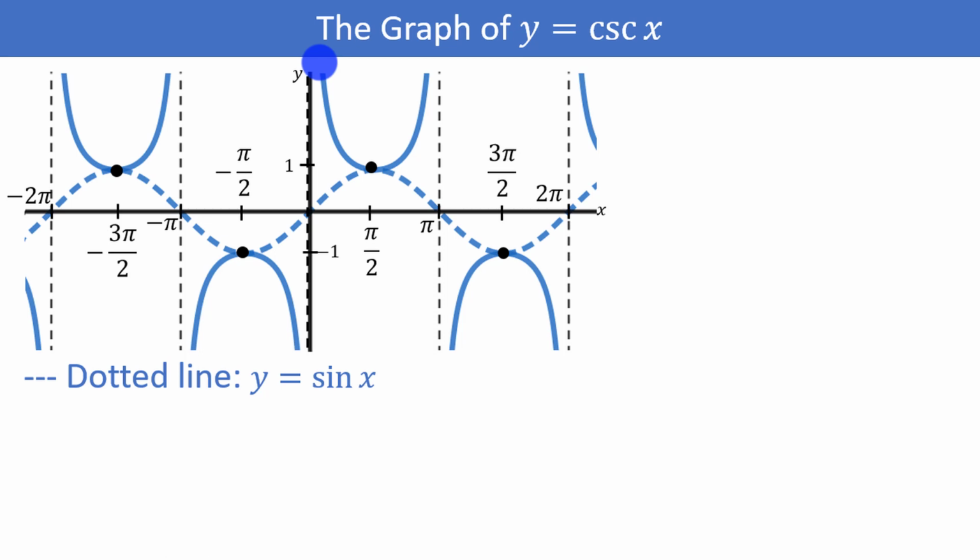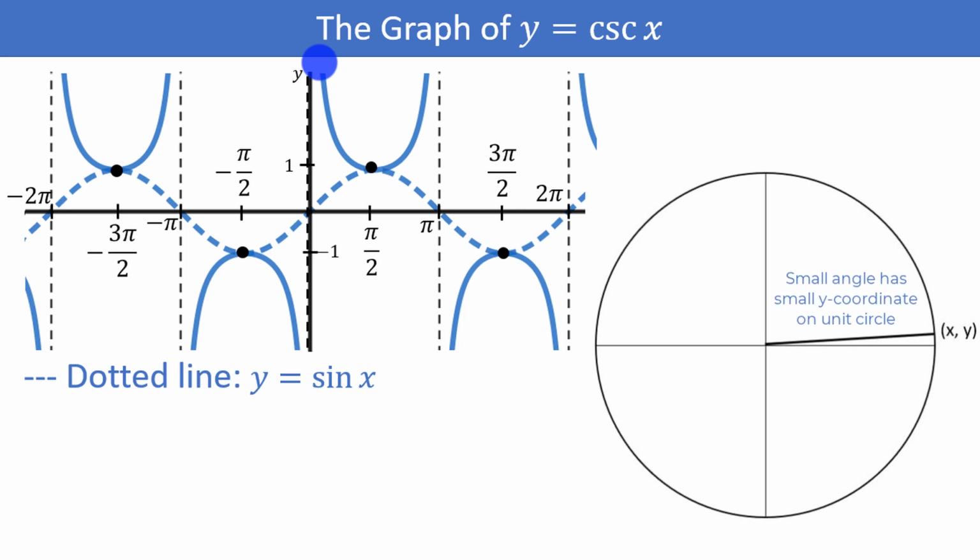If you have sine of a very, very small angle, such as 0.001, sine is going to be a very small value because sine is the y-coordinate on the unit circle. So if we have sine of something very small, then the y-coordinate would also be very small on the unit circle. If you take 1 and you divide by something very, very small, you're going to get something very, very large, which is why we approach positive infinity.